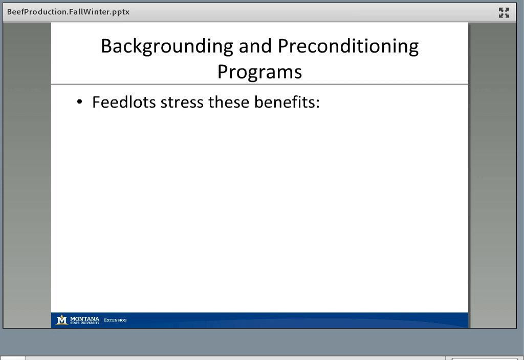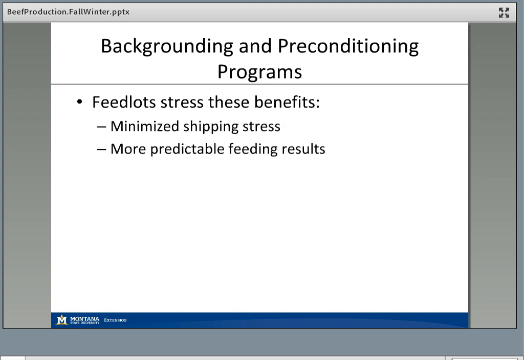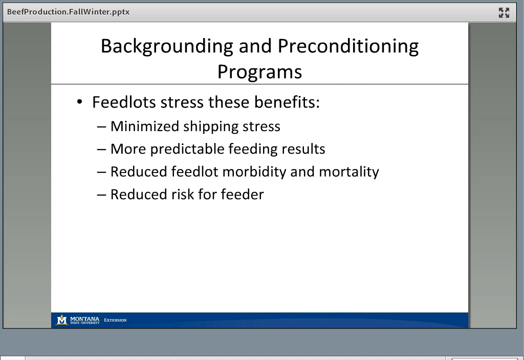Anyway, feedlots stress benefits of minimized shipping stress, more predictable feeding results, reduced sickness and death loss in the feedlot, and reduced risk for the feeder, because that's what they're all about, is risk management and risk mitigation. Because they have reduced risk, they're probably going to be willing to spend a little more on those calves, and they'll have a higher value to them and to you.